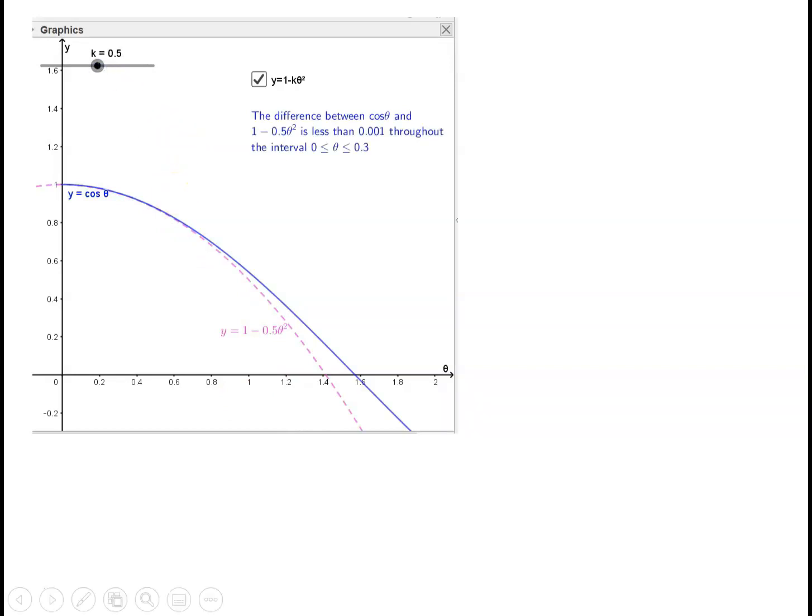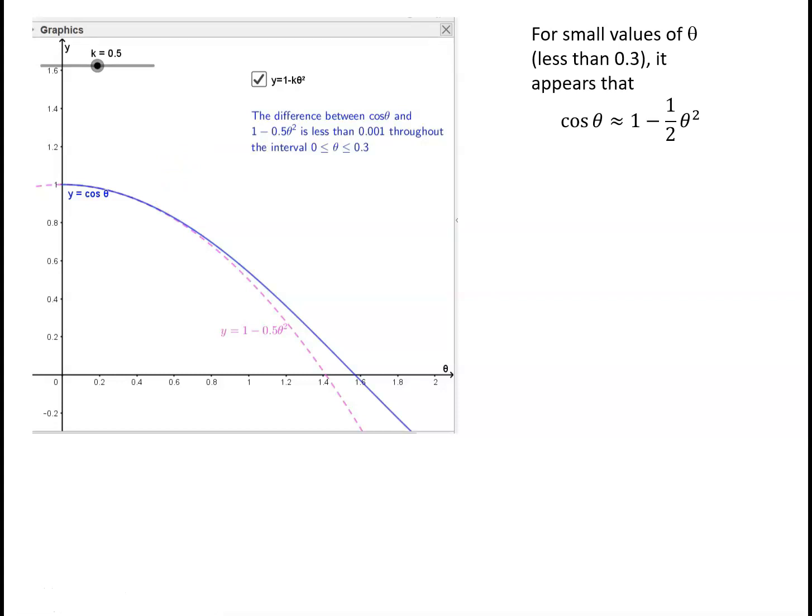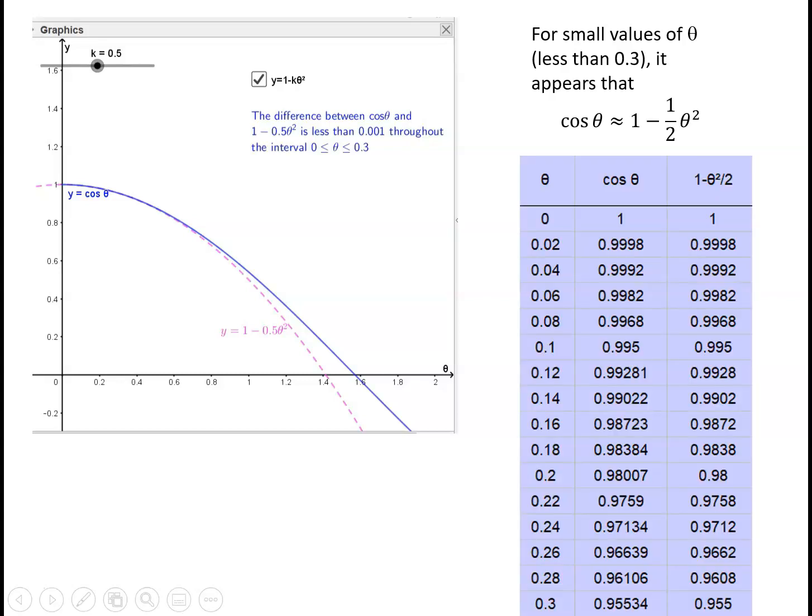The video then suggests that for small values of theta, in particular values of theta which are less than 0.3, the approximation cos theta is approximately equal to 1 minus a half theta squared seems to be valid. And we can check this again by looking at a table of values, and we can see indeed that for values of theta between 0 and 0.3, the value of cos theta is very close to the value of 1 minus a half theta squared.